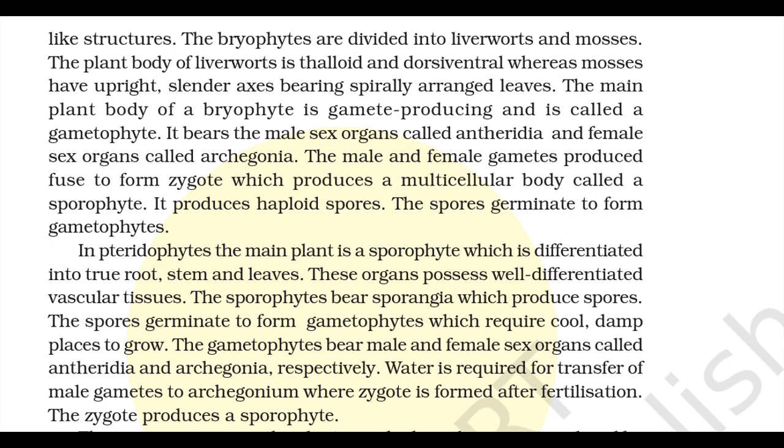In pteridophytes, the main plant body is a sporophyte which is differentiated into true roots, stems, and leaves. These organs possess well-differentiated vascular tissue. The sporophytes bear sporangia which produce spores. The spores germinate to form gametophytes which require a cool, damp place to grow. The gametophytes bear the male and female sex organs called antheridia and archegonia respectively. Water is required for the transfer of male gametes to the archegonium, where the zygote is formed after fertilization. The zygote produces a sporophyte.